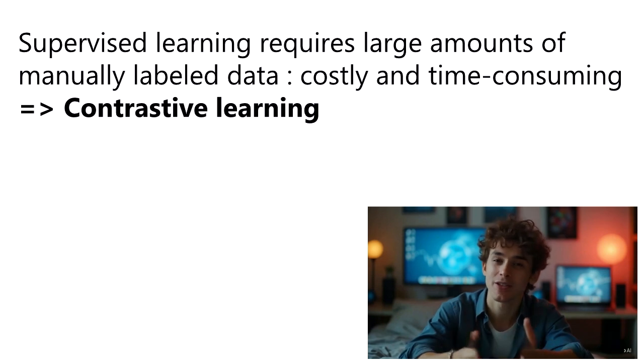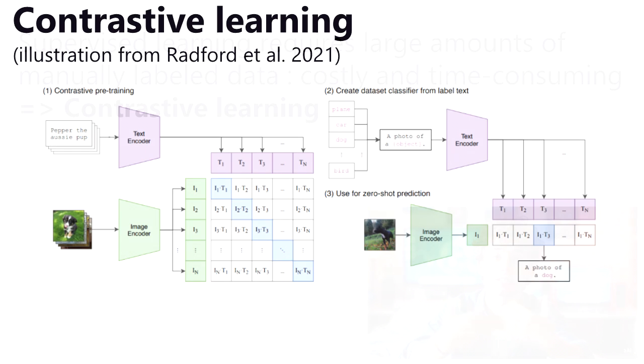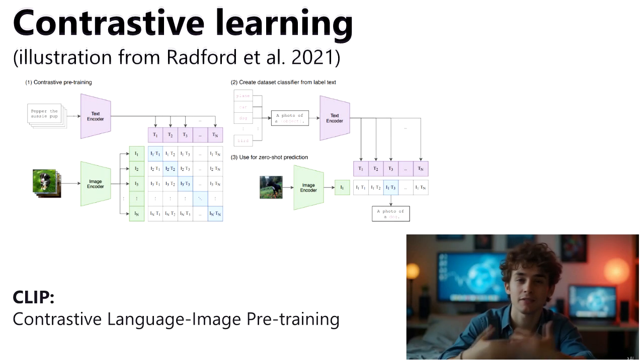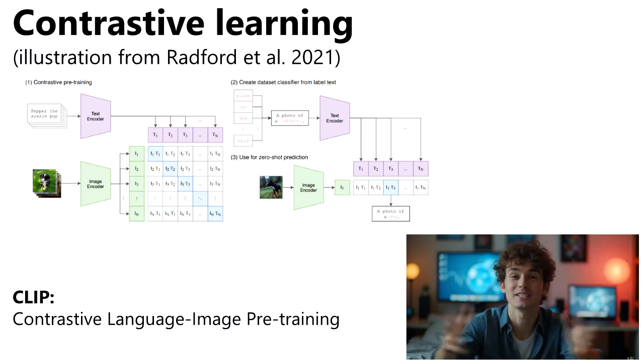To reduce dependence on labeled data, researchers have developed contrastive learning techniques. In contrastive learning, the model is trained by comparing pairs of data points. It learns to bring similar items closer together in its internal representation space, while pushing dissimilar items farther apart. For example, CLIP, developed by OpenAI, aligns images with textual descriptions by training on massive datasets of image-text pairs, enabling zero-shot classification.